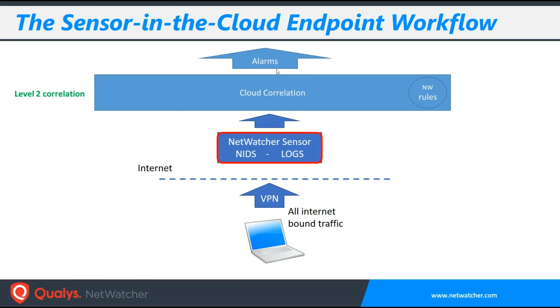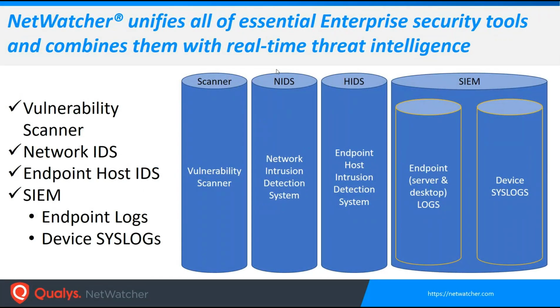It does not yet support HIDS. I know there's been a lot of questions about that. We're aggressively working on HIDS support for the sensor in the cloud. It's not there yet, but it will be eventually. And then the workflow works like normal. It goes to our cloud correlation engine and creates alarms. So that's the high level.